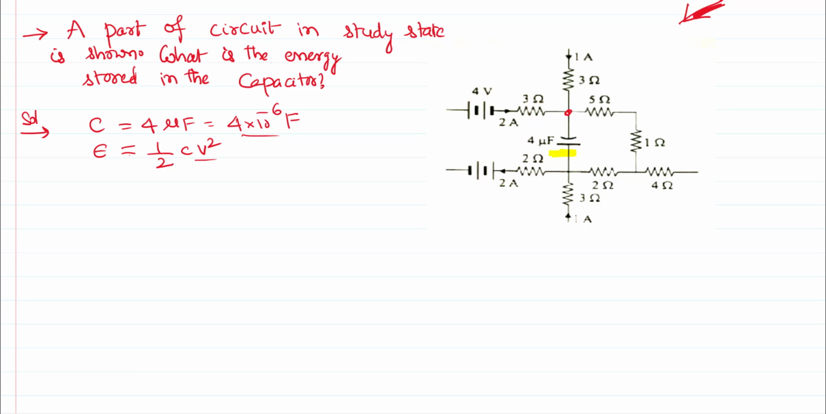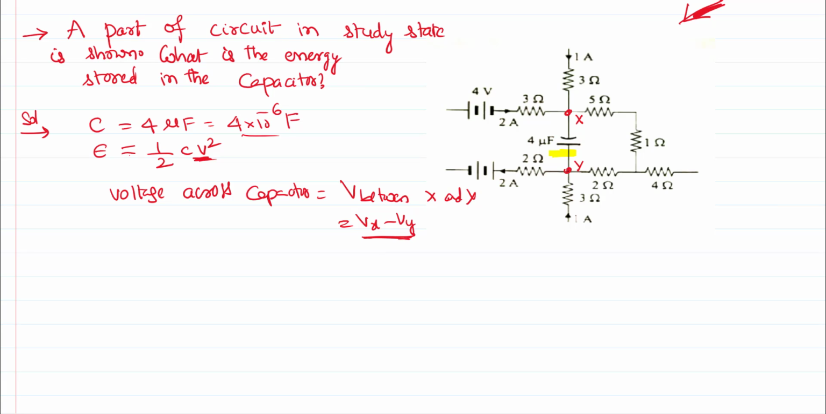If you call this point X and this point Y, the voltage across the capacitor is nothing but the voltage between points X and Y, in other words Vx minus Vy. So to get the V of the capacitor, I have to calculate Vx minus Vy. If I know that, I can substitute it here and my problem is solved. For that, we need to know how the current is distributed between the points X and Y in the diagram.